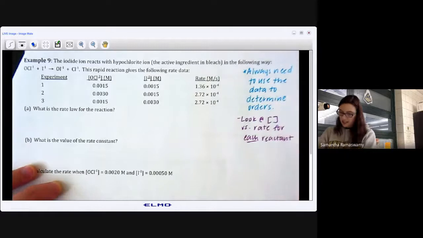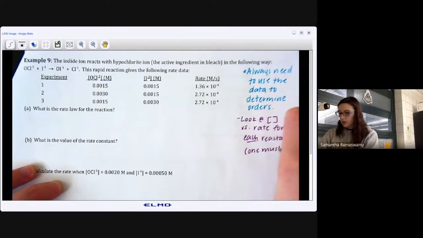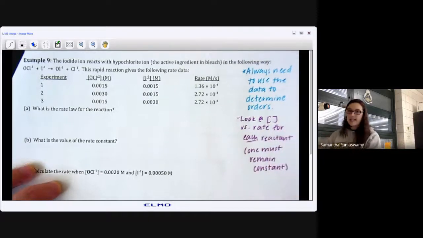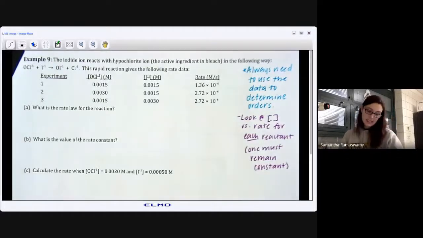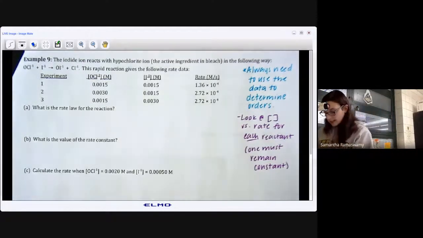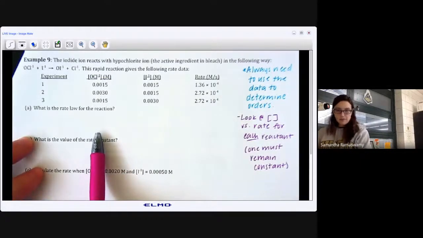Now, something that's going to be important to remember is that one of them must remain constant, and I'll look at what I mean by this in a second. So we're going to be looking at changing one reactant at a time, and we're going to look at how changing that reactant affects the rate. So let's start, because notice how A says what's the rate law? Well, I don't know what the orders are.